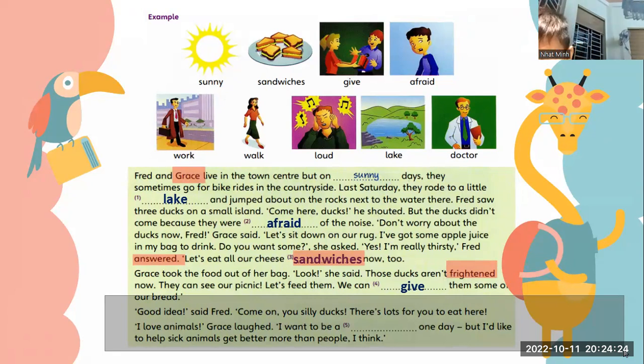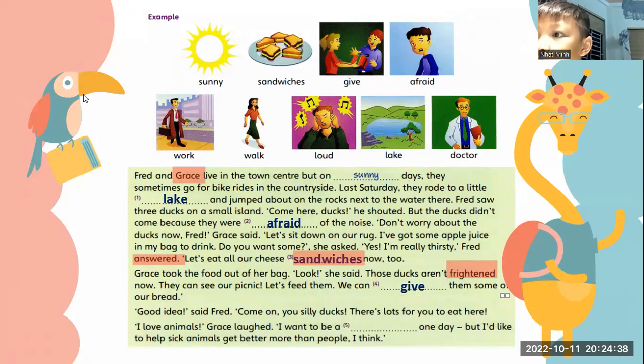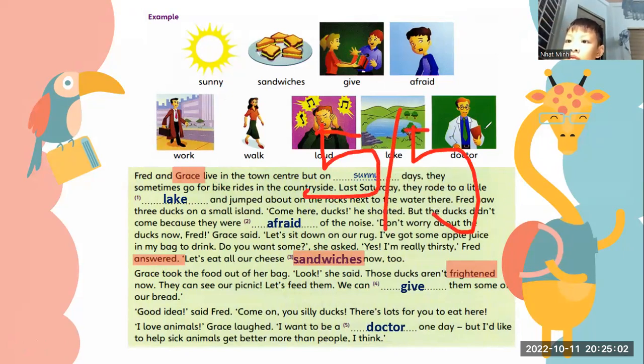Good idea, said Fred. I love animals. I want to be a doctor one day, but I'd like to help sick animals get better more than people, I think. Okay, great job, Min. Thank you for reading that. You are a great reader and a fast reader. For that, you got 5 out of 5.